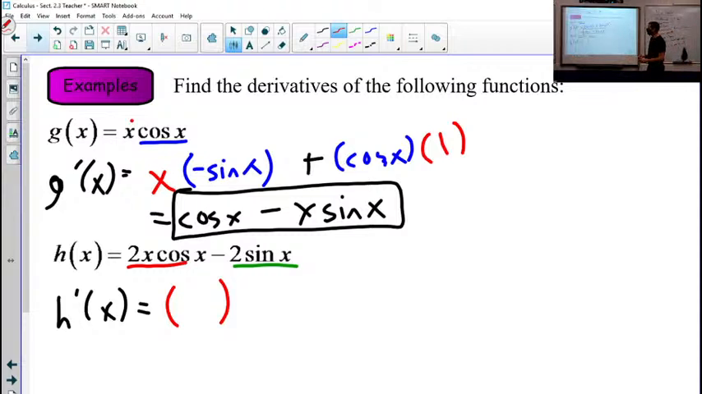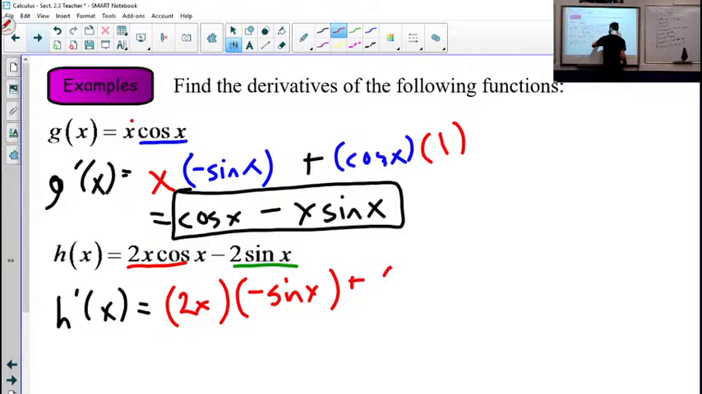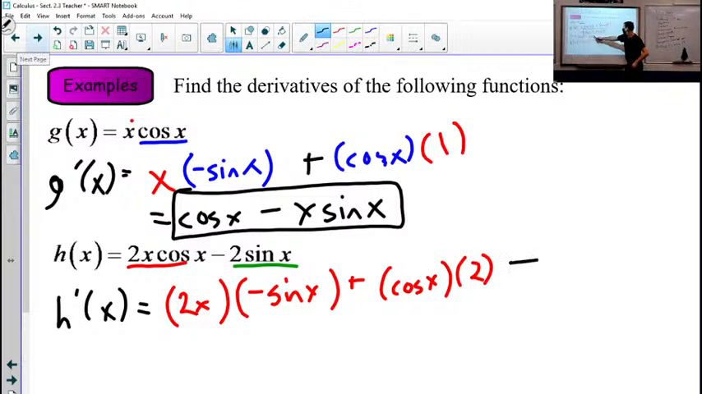This first one is a product rule. First, which is 2x, times derivative of the second. Derivative of cosine is negative sine. Plus second, which is cosine of x, times derivative of the first. Derivative of 2x is 2. Minus, and then we have 2 sine of x.